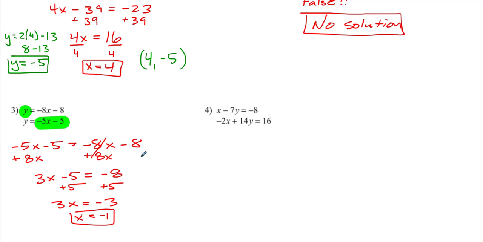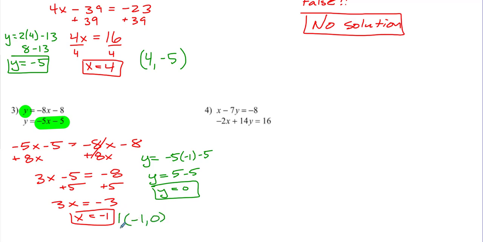I'm going to use this second one. So y is equal to negative 5 times negative 1 minus 5. It's going to give me y is equal to negative times negative is positive 5 minus 5. I get y is equal to 0. And then my ordered pair is negative 1, comma 0. There we go. Let me box up that other one.